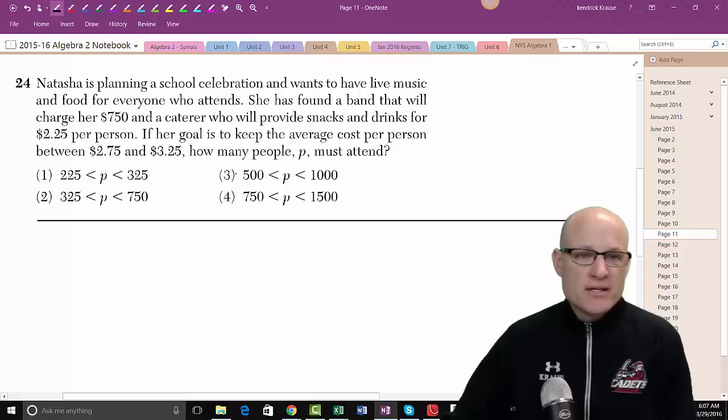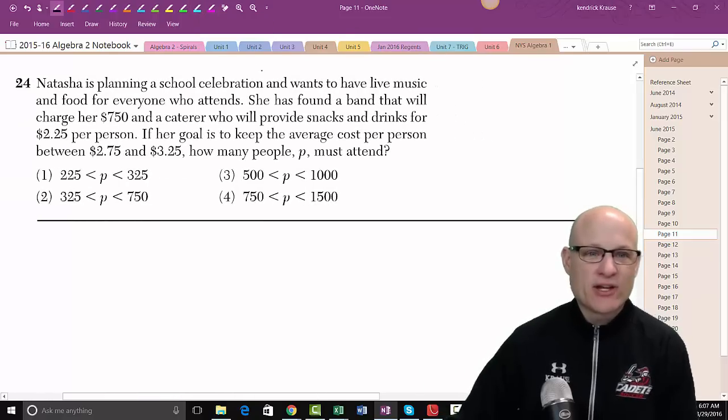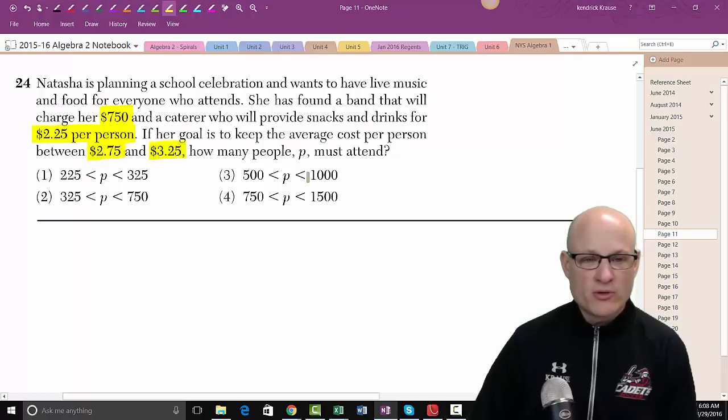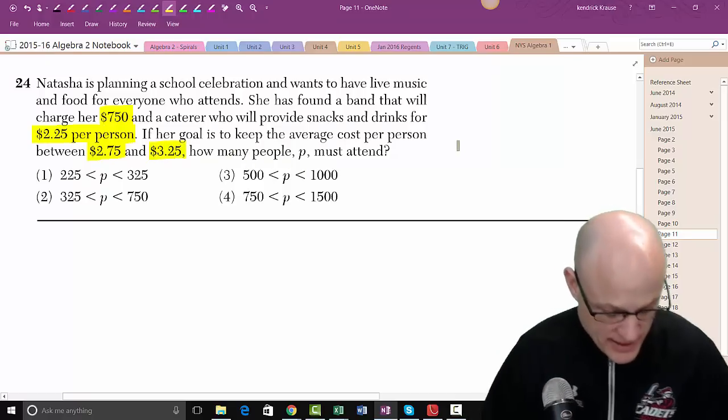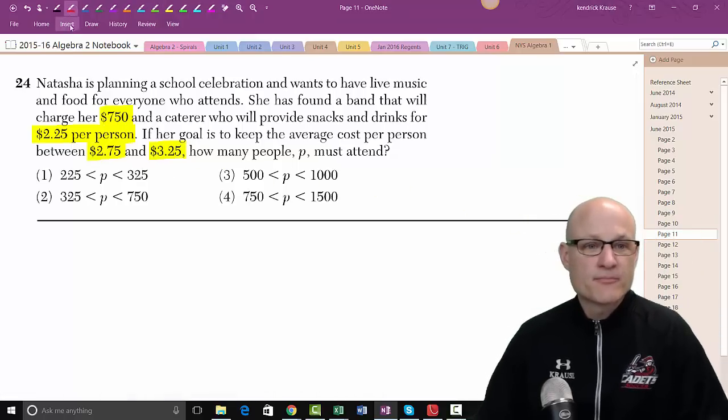Natasha, I remember reading about this one. Natasha is planning a celebration. It's going to cost her $750 for the caterer, and the drinks per person are $2.25. She wants to make sure her guests don't spend over this, under this, or somewhere between those two numbers. Ooh, man. How did this problem get done? Let's see.